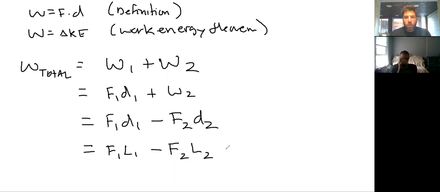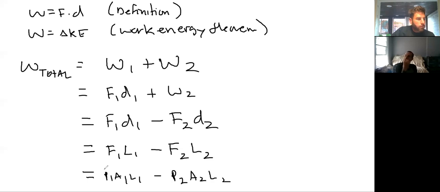Now, it's also going to be useful, again, remember, we want pressure involved, correct? So instead of writing this with F1 and F2, let's use the definition of pressure to say that this becomes P sub 1, A sub 1, L1 minus P sub 2, A sub 2, L2.